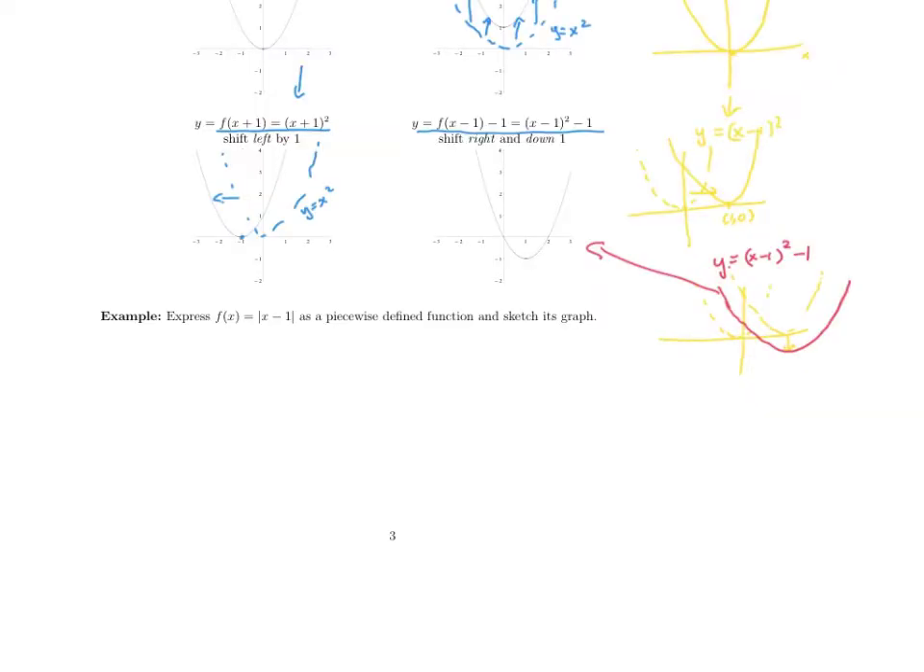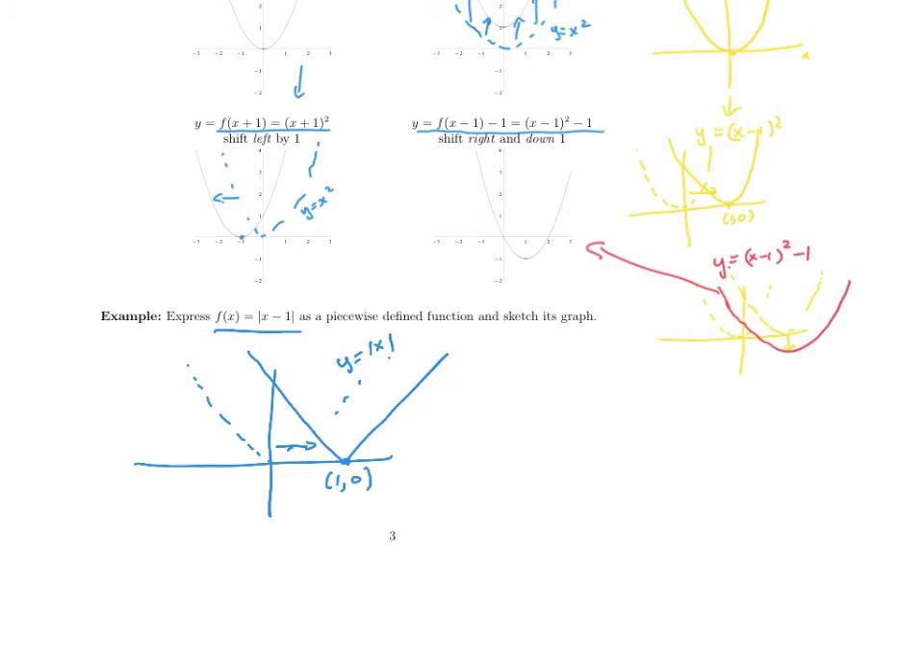Let's look at the graph of f of x equals the absolute value of x minus 1. Well, we know that the graph of the absolute value of x looks like this. And if I subtract 1 from the x, then this gets shifted to the right by 1 unit. So I have this V-shaped graph. The pointy part is at 1, 0. How would I express this as a piecewise defined function? Well, remember, the absolute value of x is x if x is greater than 0, and it's minus x if x is less than 0.